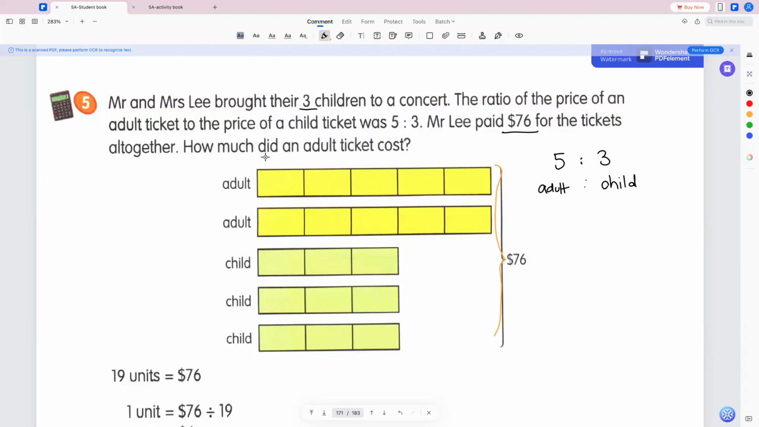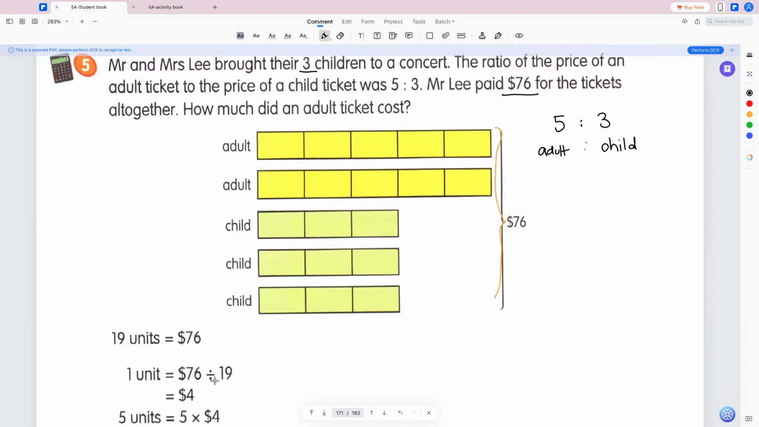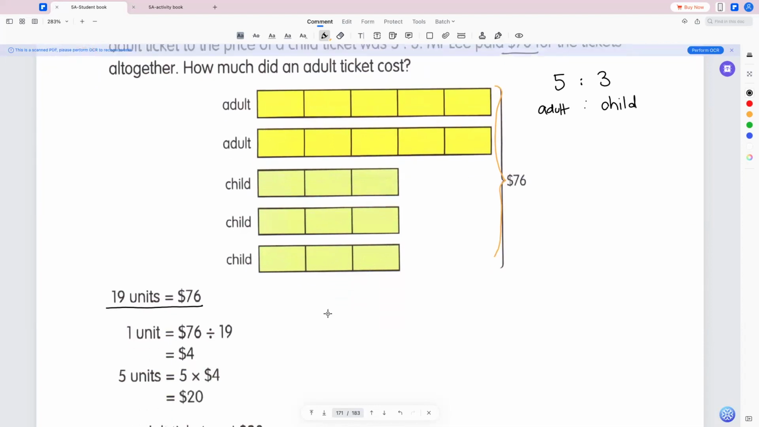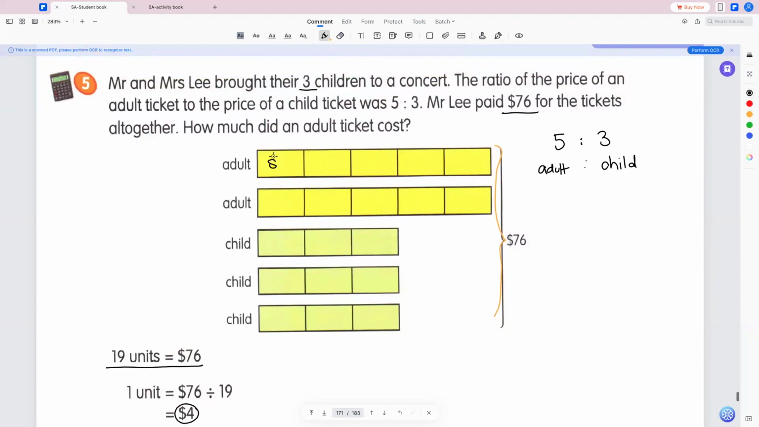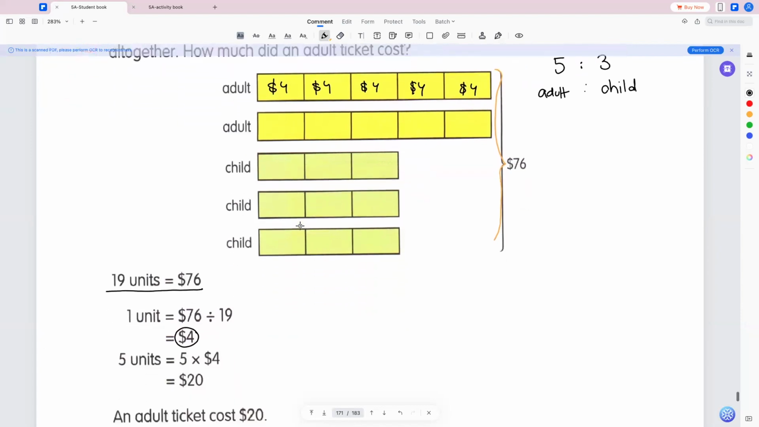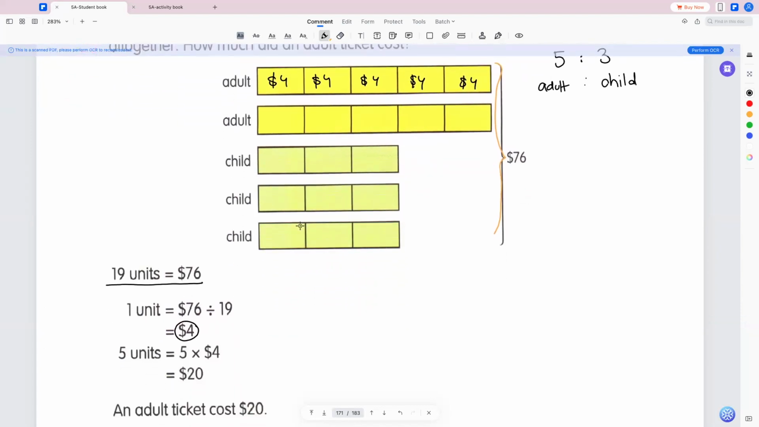So if we add it up, we have a total of 19 units. So we know that 19 units equals $76. That's the total. Now again, similar steps, we can do 1 unit is equal to 76 divided by 19. So we know 1 unit is $4. Now if we want to know how much an adult ticket costs, we can just add up each unit. We know that 1 unit is $4, and each adult has 5 units. So 5 times 4, we get $20 for an adult ticket.